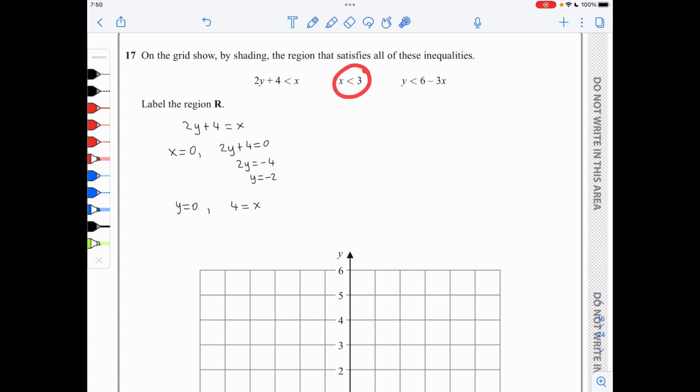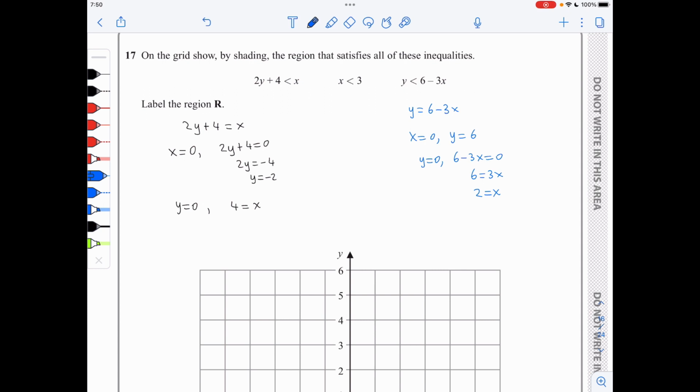Now, the line x is 3 is simply a perpendicular line, so that's easy to draw. And now for the last one, y is 6 minus 3x. We can see that when x is 0, we get that y is 6. And when y is 0, we get that 6 minus 3x is equal to 0. So 6 is 3x, so 2 is x. Again, we've got 2 points through which we pass.